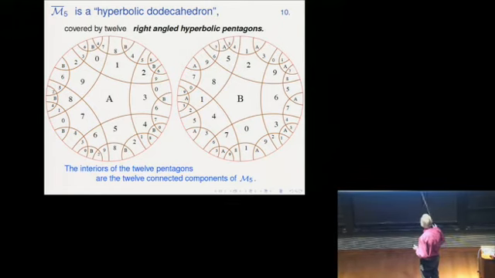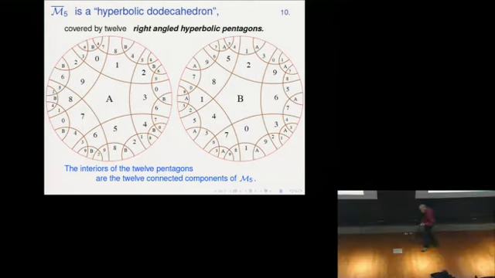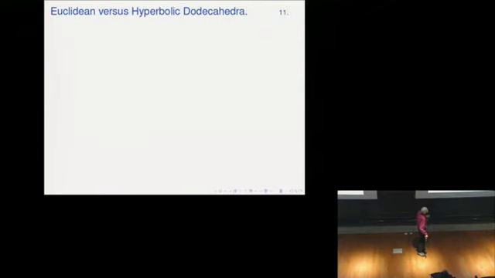Well, the interiors of the pentagon are the elements of M5, of course, and all the brown lines are the things which are added to form the closure, the completion, or compactification, whatever you want to call it.